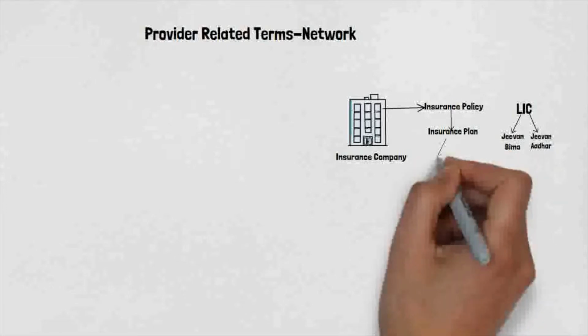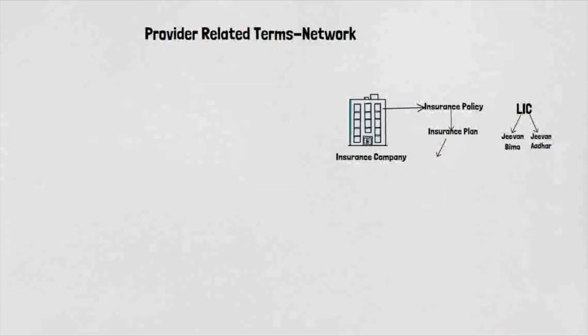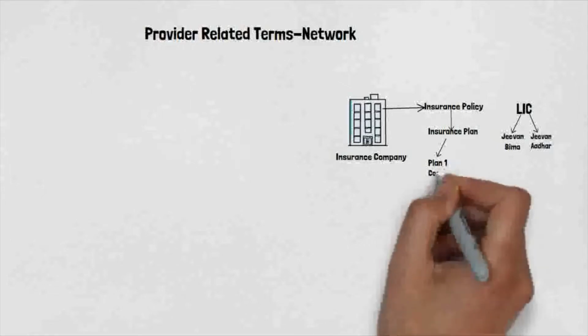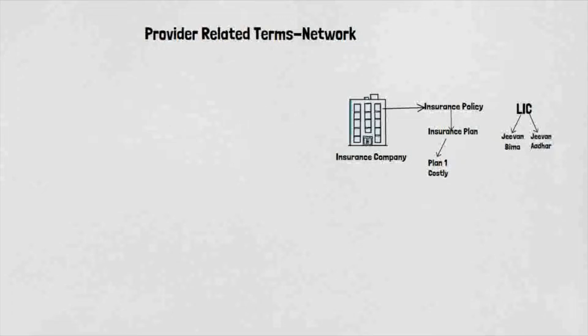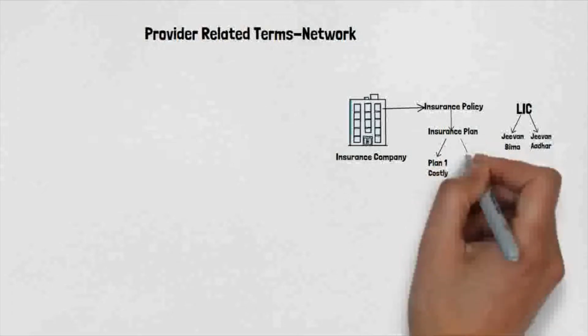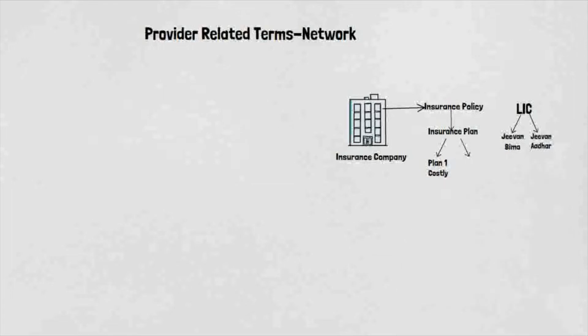In a similar way, insurance companies in US offer different types of plans under their insurance policies. Now, this is done in order to cater to all categories of people in the society. Plan 1 is a costly plan which is for rich people, and plan 2 is a cheaper plan for middle class people. What are the advantages of plan 1 and disadvantages of plan 2? We will discuss about that in the later sessions.